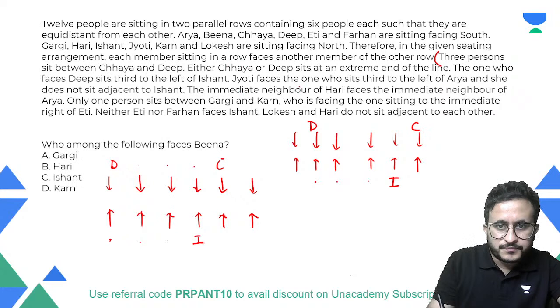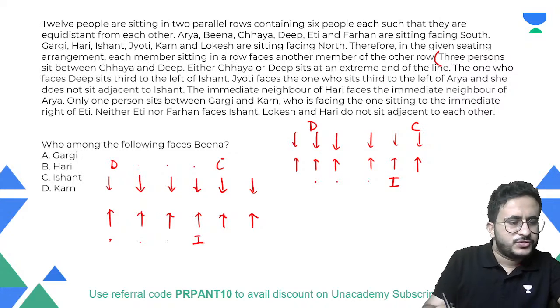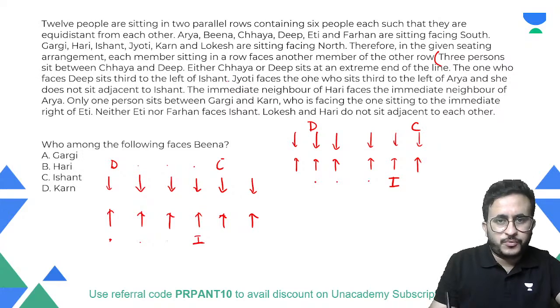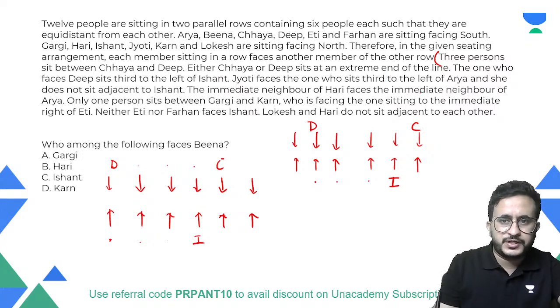Jyoti faces the one who sits third to the left of Arya, and she does not sit adjacent to Isha. Okay, so Jyoti is opposite to the person who sits third to the left of Arya. And remember one thing in reasoning about these languages, right? If it says "and she", she refers to who? Jyoti or Arya?